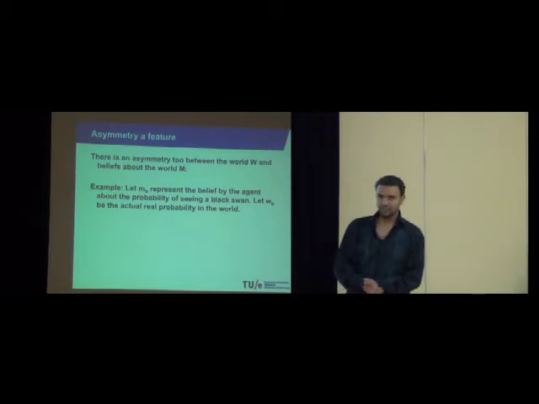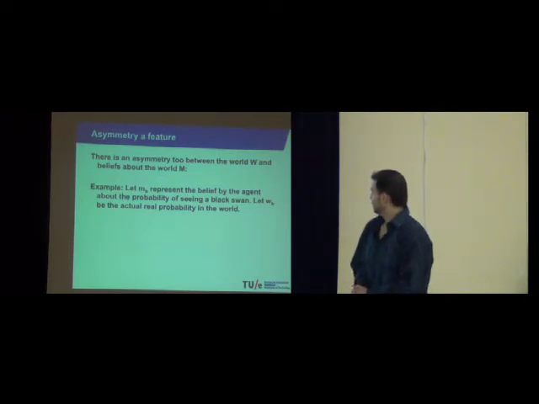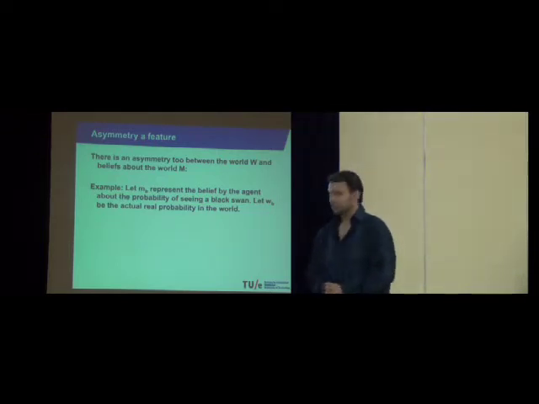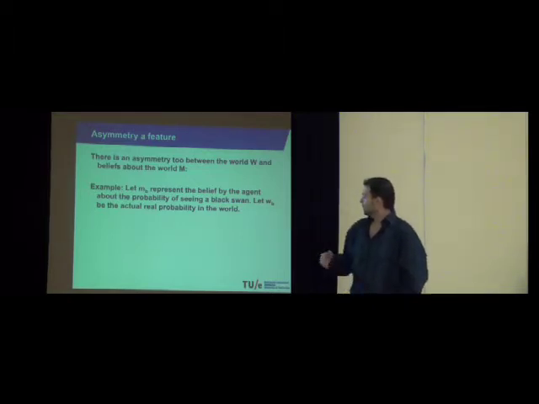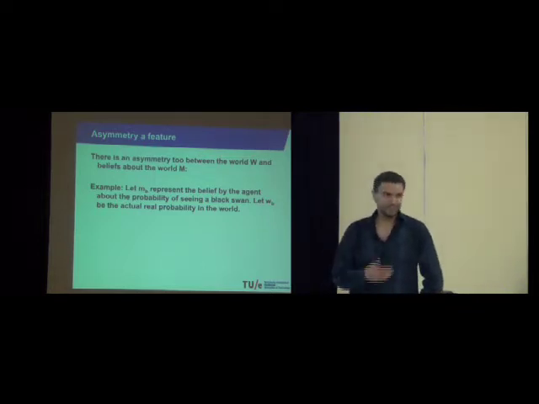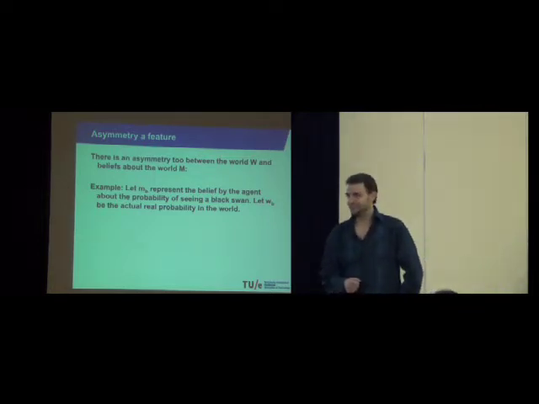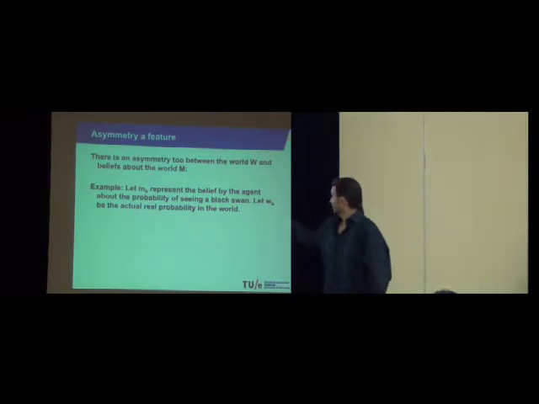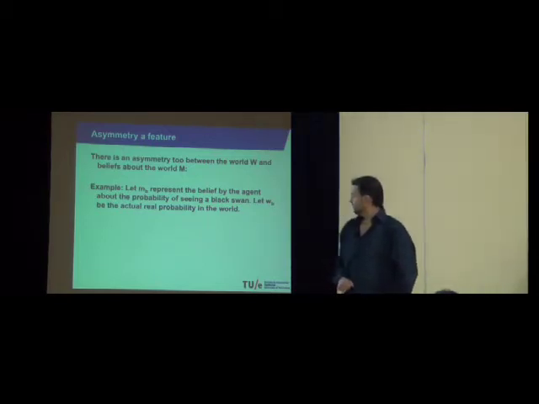First, the asymmetry was not a really good feature of a distance, but there's also an asymmetry between the world and the beliefs about the world, M, that the agent has. For example, let M represent a belief by the agent about the probability of seeing a black swan. That's a standard example of falsification by Popper. And let W be the actual real probability in the world.